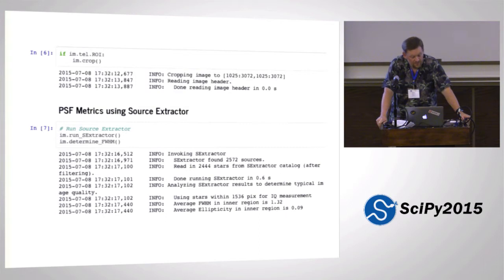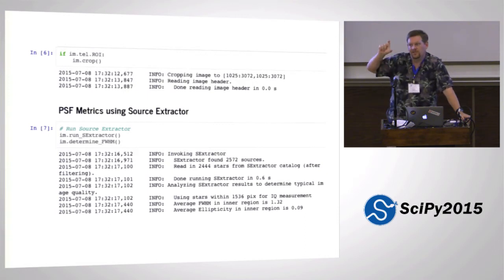There's a couple of options. For example, at the top here, I've got a crop method. So you can crop down the image to work just on, say, the inner few megapixels. And I can just do that based on whether or not a region of interest is set in the configuration. And then now we're ready to go in and do actual image analysis.